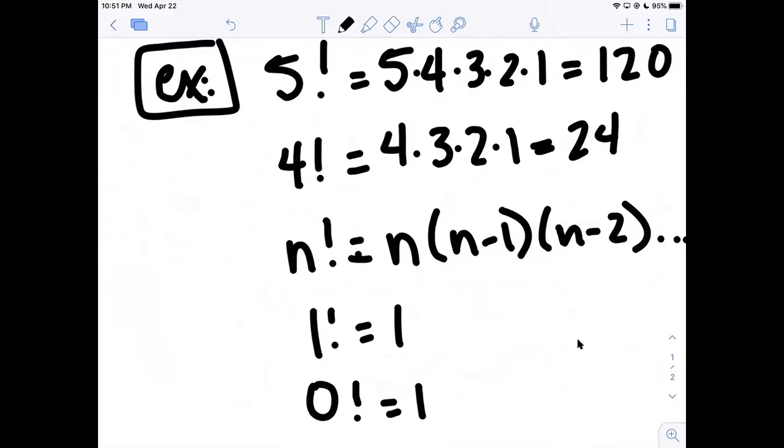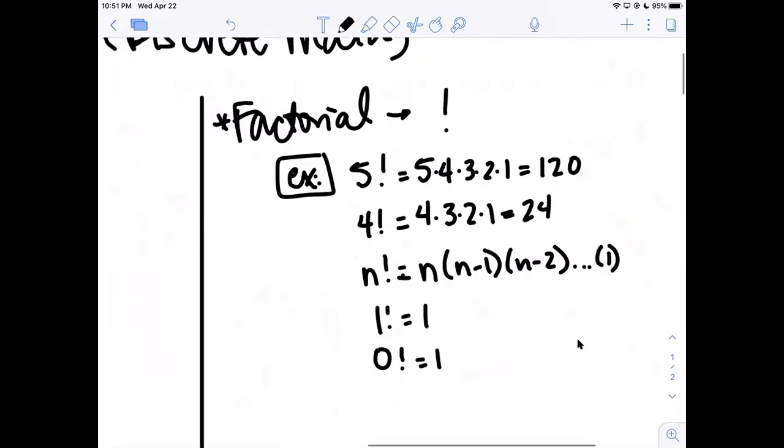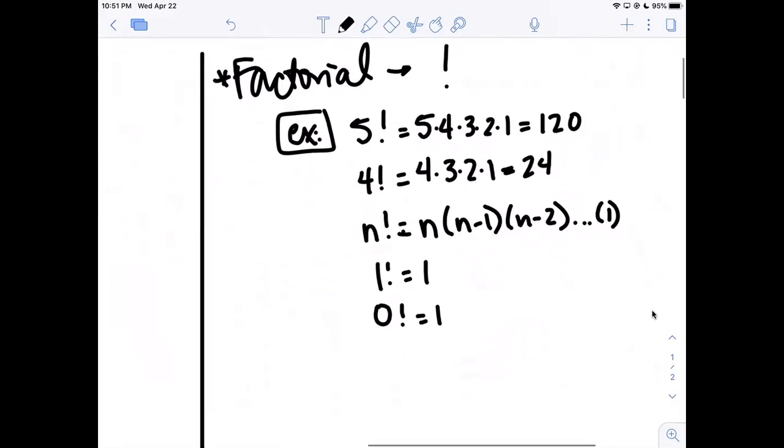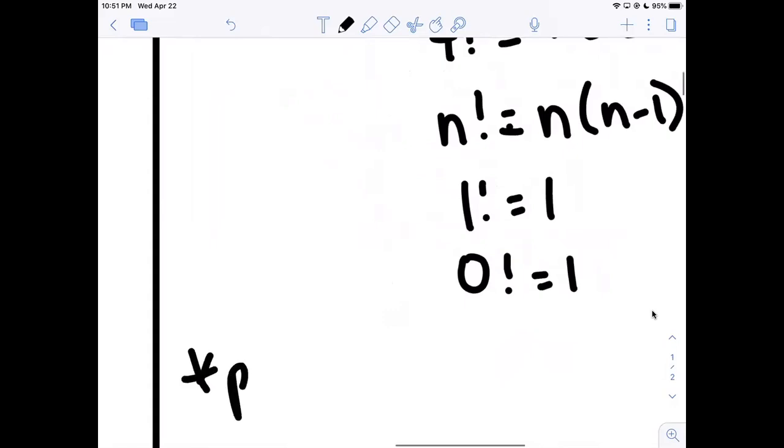So we're going to use factorials in the future in these next couple types of problems. So now we're doing some selections. This is where order matters or order does not matter. Okay, so if we are doing, this next word is important. It's called a permutation.